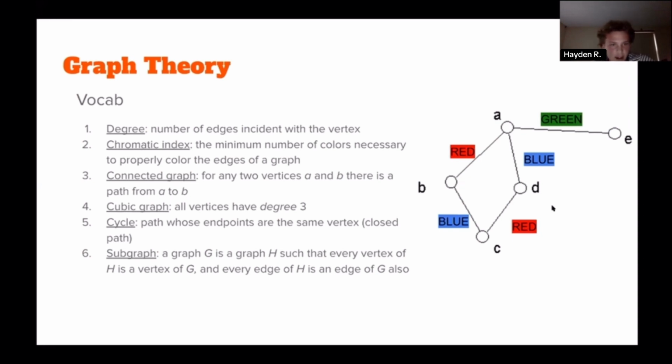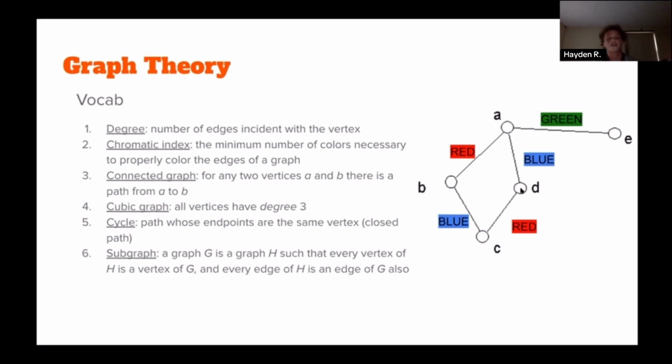So going on, a connected graph means for any two vertices, A and B, there's a path from A to B. So if we were to go from E to vertex B, then we would start at E and then follow the edge to A and then follow the edge to B. So that means that this is a connected graph, and we could do that with any vertex to any vertex. A cubic graph means that all vertices have a degree of 3. So this is not a cubic graph, but if you look at vertex A, you can see that has a degree of 3. So if all the vertices were like that vertex, then this would be a cubic graph, but not all of them are like that, so it's not.